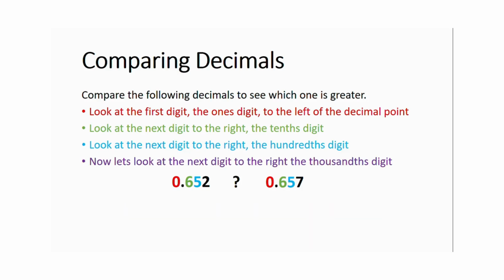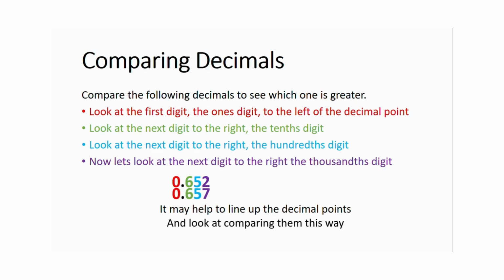Now let's look at the next digit to the right, which is the thousandths digit. One of them has a 2 and the other has a 7 in the thousandths place. We know that 7 is greater than 2. So 0.657 is greater than 0.652. It may help to line up the decimal points and look at comparing them this way.